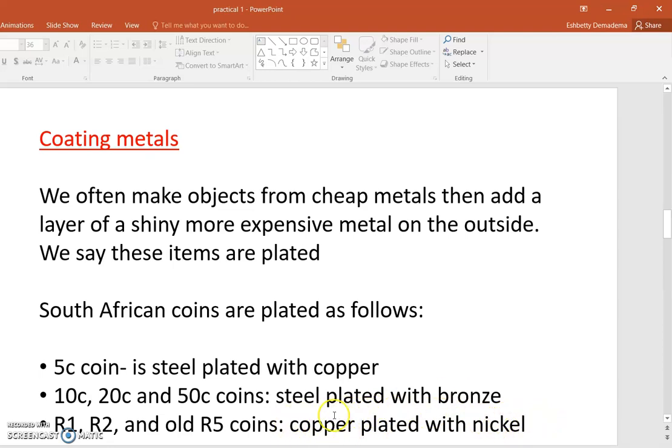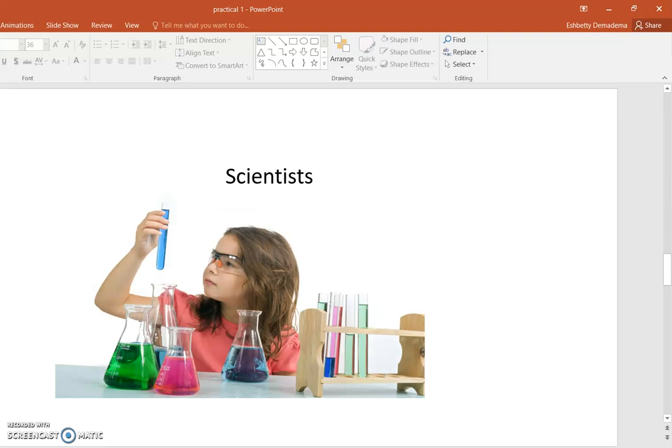So when we look at these coins, after they've been manufactured, they look so beautiful. They are shiny, they've got the luster, but then they change with time. Before we find out why these coins change with time, we just need to look at why scientists do experiments. Scientists are always trying to find out more about the world and about why and how things happen. They usually start off by observing things, and then they ask questions.